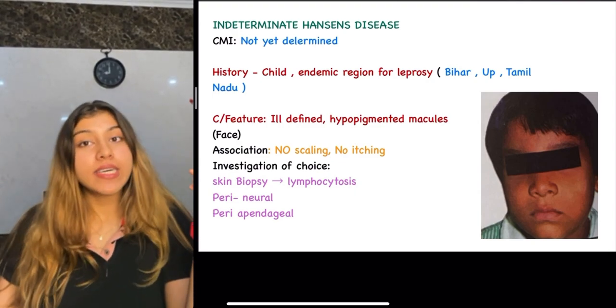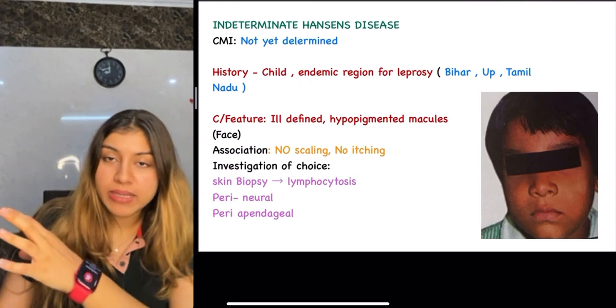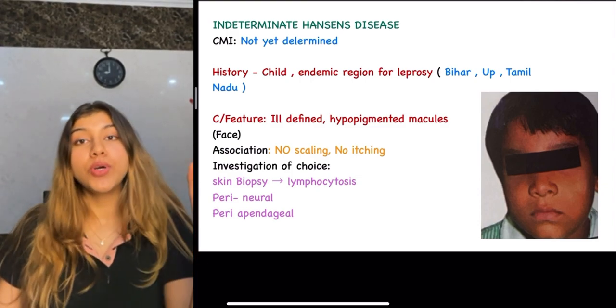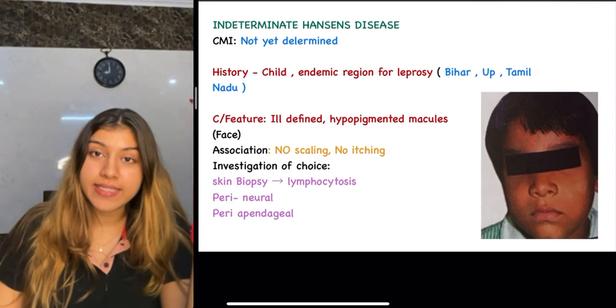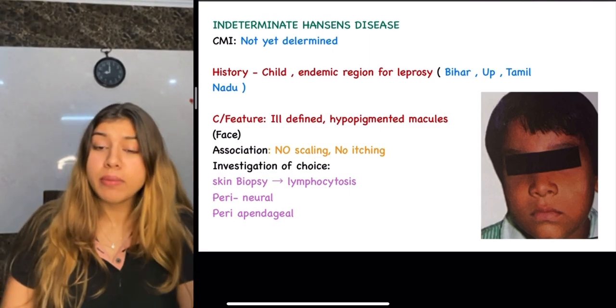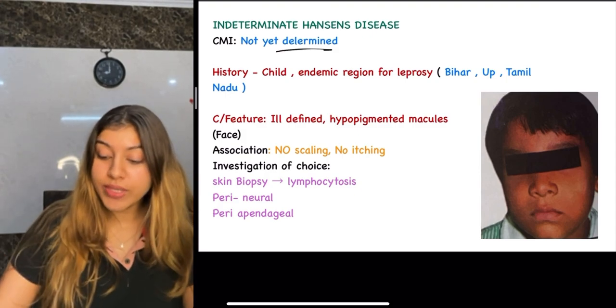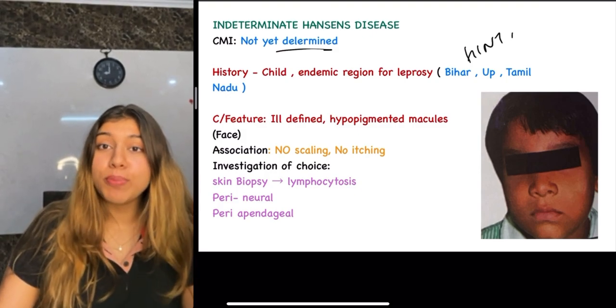Earlier we spoke about the course of Hansen disease, where we spoke about the different subtypes of it. Now we're going to talk about intermediate Hansen disease. In intermediate Hansen disease, what you need to know is that the cell-mediated immunity is not determined. The main thing you need to know is the history. This is going to be your hint in the question.